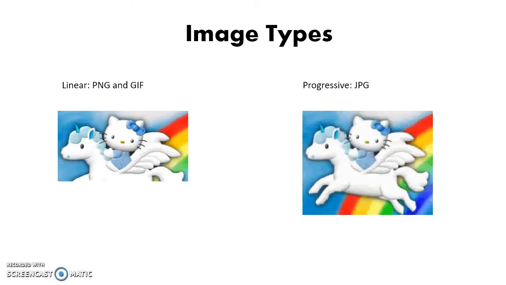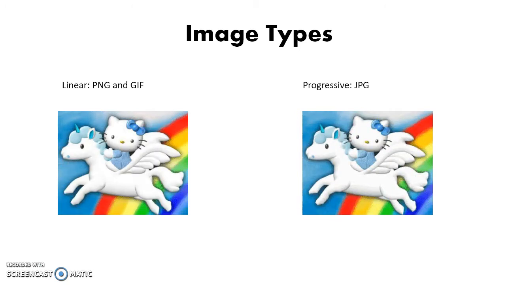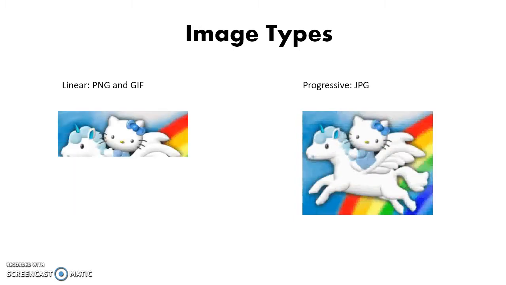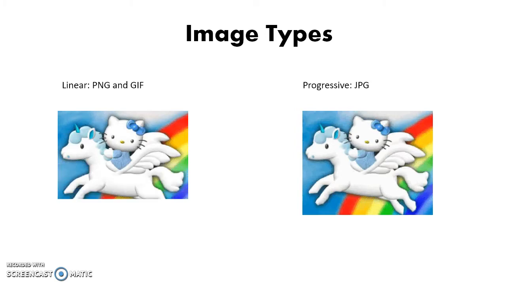For some file formats, we can set some special properties. For example, if we save the file as a PNG or GIF, we can set the interlace property. This will allow the image to load in linear mode.